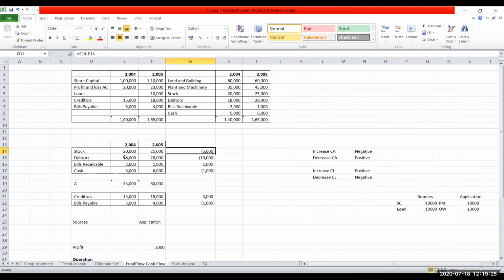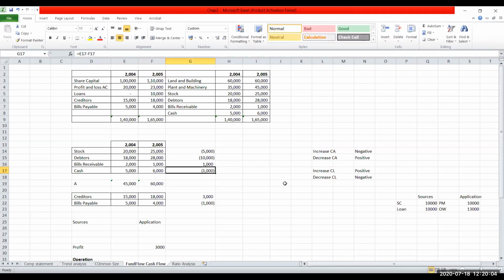Okay, and debtors. Debtors last year it is 18,000. This year it is 28,000. That means I'm not getting that money from the debtors. That means it is getting accumulated, because of which my cash flow is coming down. So what I do, I reduce 10,000. And next one, bills receivable is last year 2,000, this year 1,000. That means we received that 1,000 rupees. It's an income for us, it's a cash, a fund for us. So what I do, I put it in plus. Next one, cash. Last year you have 5,000, this year you have 6,000 cash. That means you have not spent that 1,000. So what I do, I minus it.